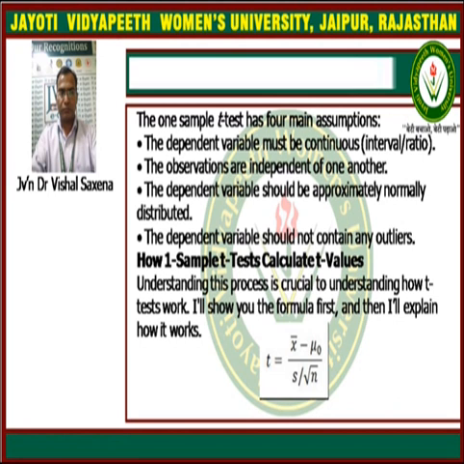How does the one sample t-test calculate t-values? Understanding this process is crucial to understanding how t-tests work. I will show you the formula first and then I will explain how it works. The formula for t is equal to x bar minus mu naught upon s by under root n, and by this we can find the value of t.